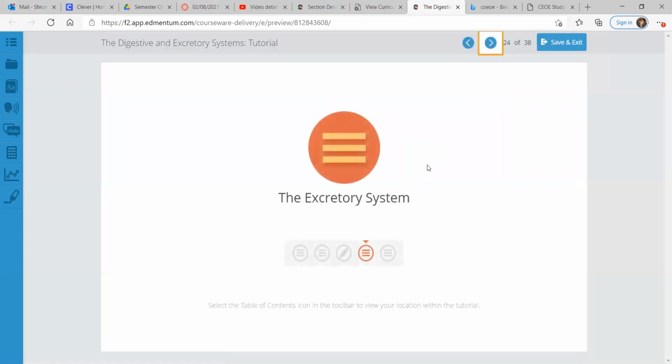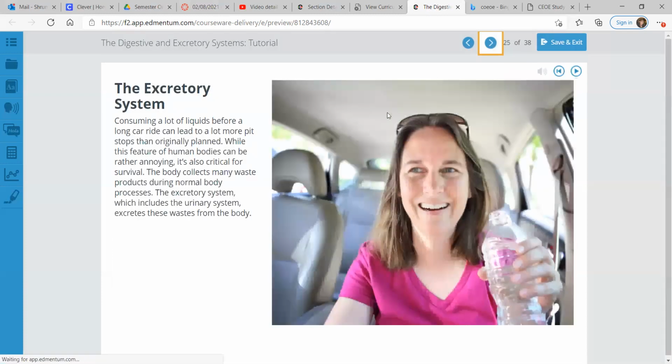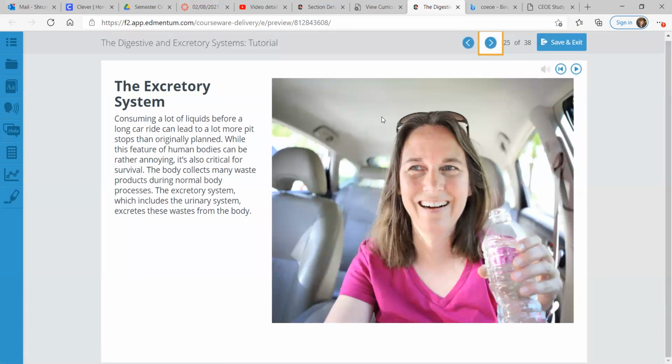All right, so that was the digestive system. Now we're going to get into the excretory system. Consuming lots of liquids before a long car ride can lead to a lot more pit stops than originally planned. While this feature of human bodies can be rather annoying, it's also very critical for our survival.